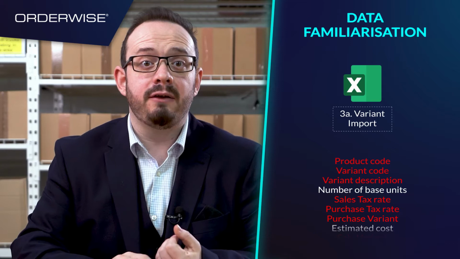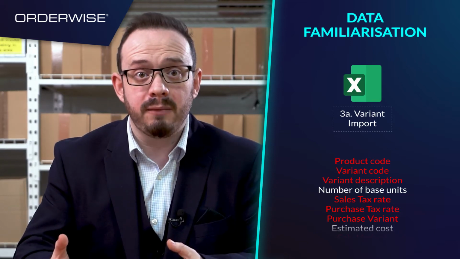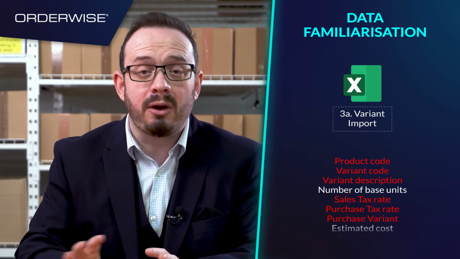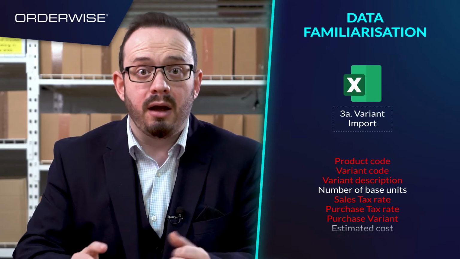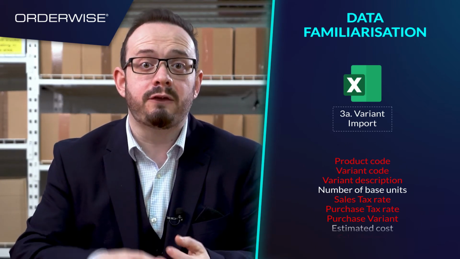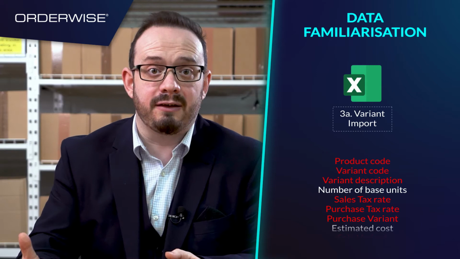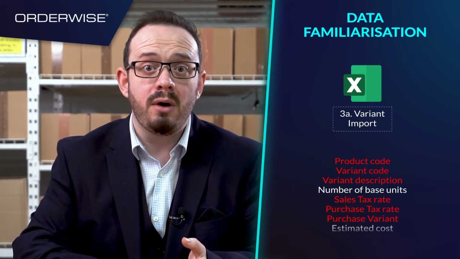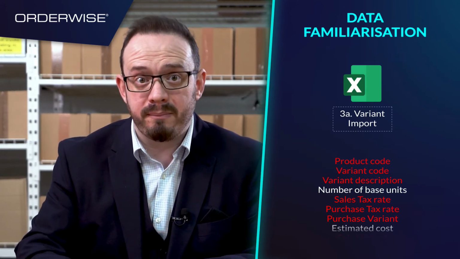You'll be asked for the standard sales and purchase tax rates. Now, this isn't customer or supplier specific at this point, and your customer and supplier can be configured to override this tax setting. If you're not sure for now, just leave it as T1 for both.